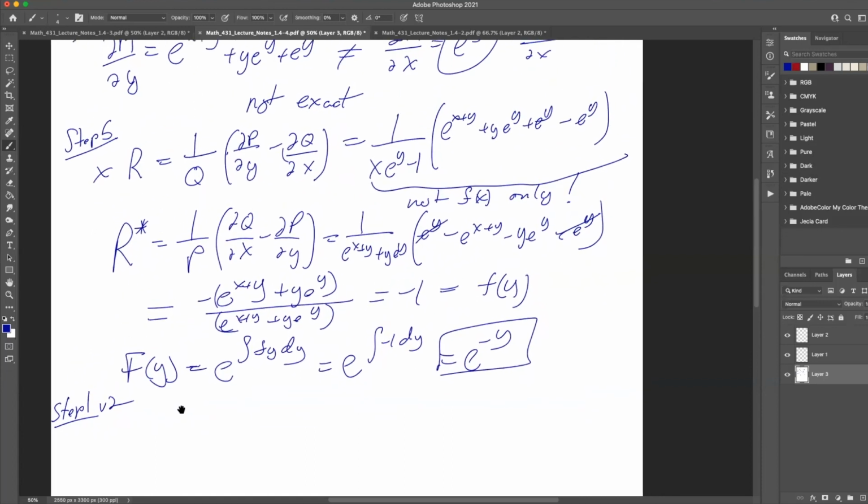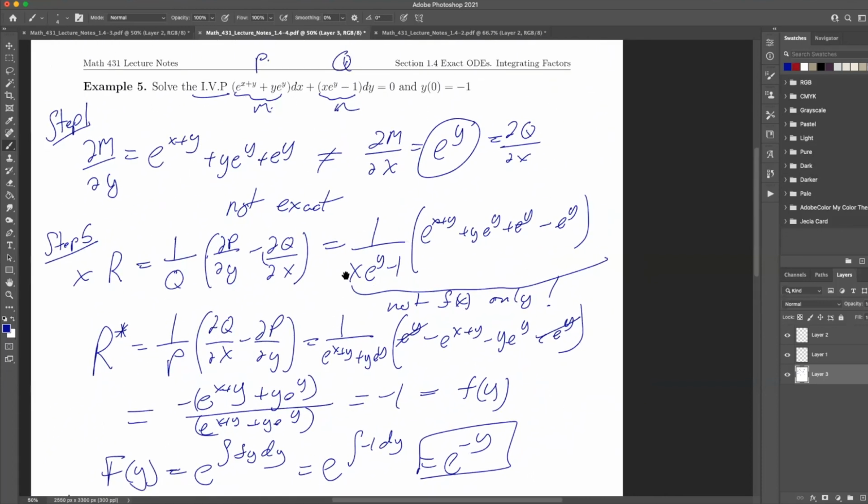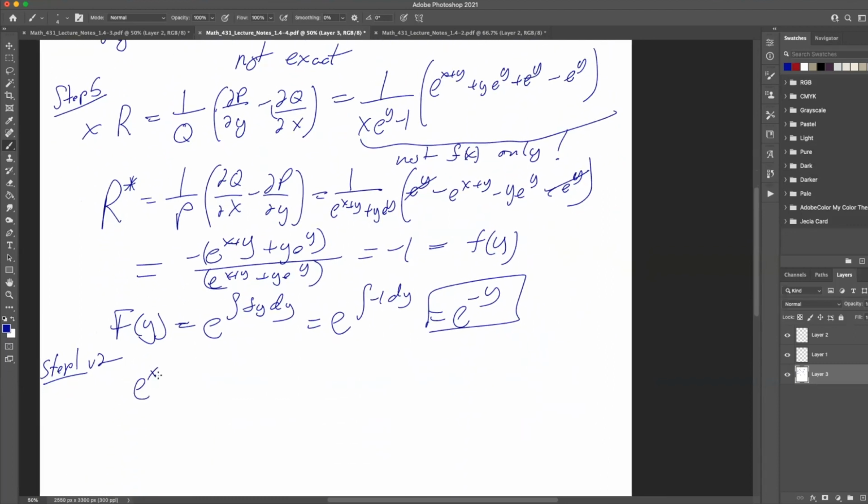And so here, if I multiply everything by this, I'm going to have e to the x plus y times e to the minus y, plus y e to the y, e to the minus y, dx plus e to the minus y, x e to the y minus 1 dy. I guess I could have distributed the same point.